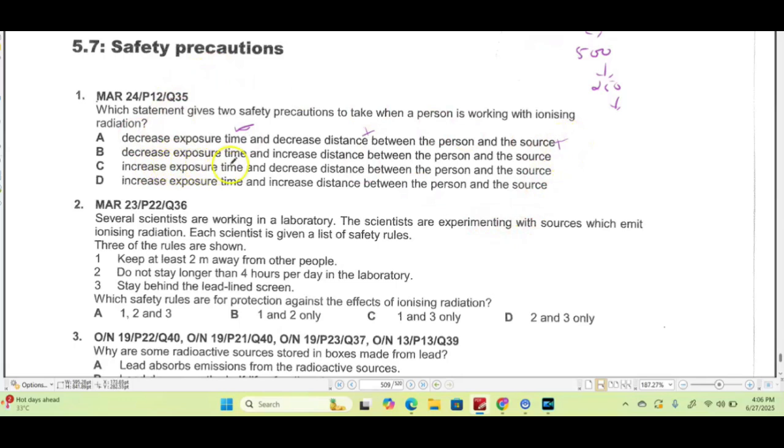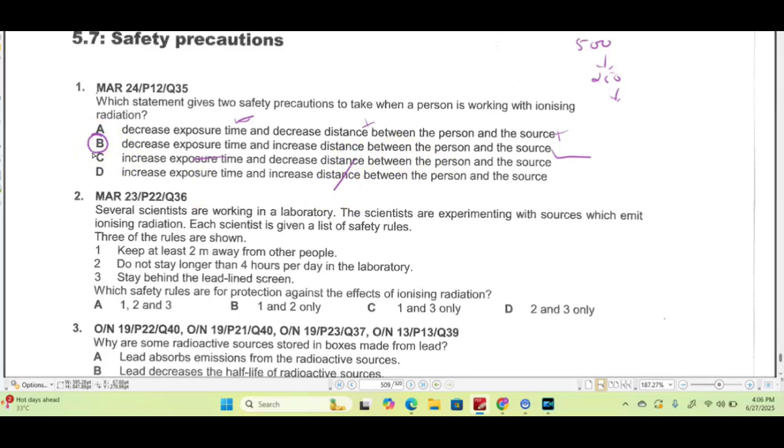B, decrease exposure time, okay, and increase distance between the person and the source. Yes, this is correct. Both the statements are correct. Moving on to C, increase exposure time and decrease the distance between the person and the source. Increasing exposure time, both of them are wrong. So B is our correct option.